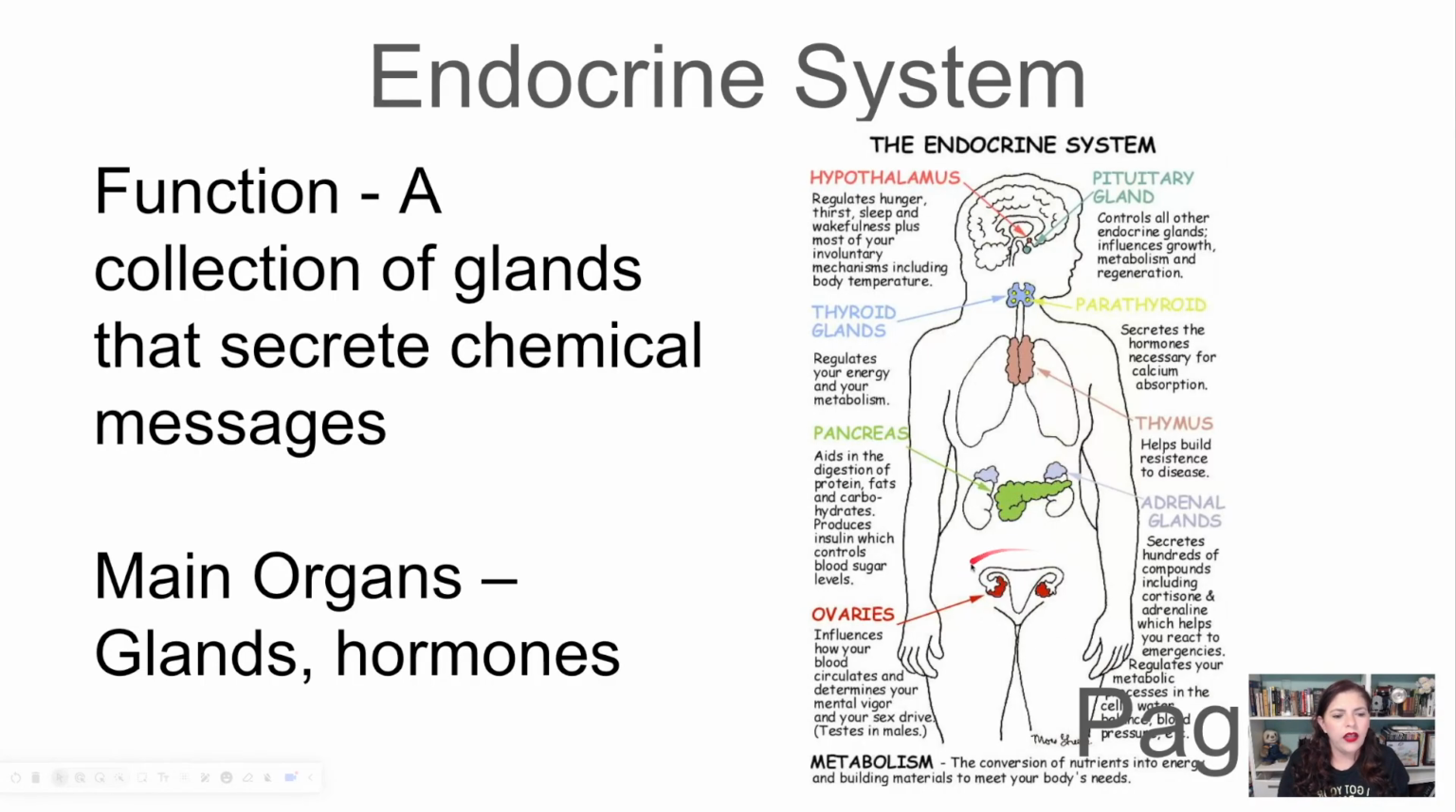And then we have ovaries and testes also. This is obviously a female, but the ovaries and the testes are also going to release hormones. You probably have heard people say, oh, those teenagers and their crazy hormones, right? And so ovaries are going to release estrogen, and this is what's going to cause women to start menstruating, right, every month.